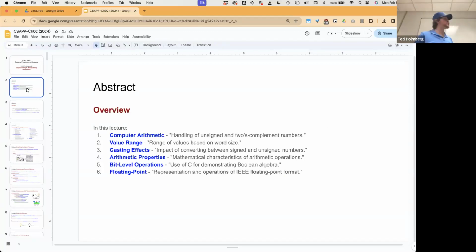Okay, so a quick abstract, an overview of what we're going to cover over the course of not just this lecture, but all lectures that contribute towards this particular chapter. We're going to inspect computer arithmetic. So we're going to see how we can handle both unsigned and 2's complement numbers.